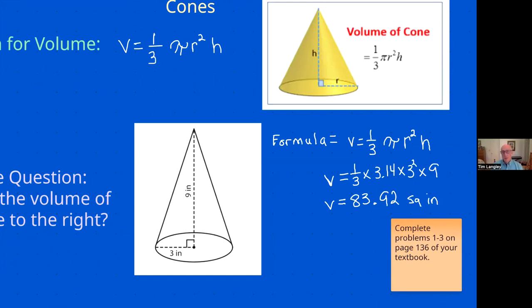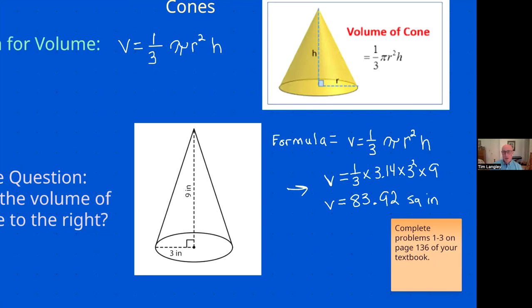Plug those numbers in, and you will see here to the right that I've got V equals 1/3 times 3.14. That's my pi, times 3 squared. Where did I get the 3? Because it's the radius of 3 here at the bottom of that cone. Times 9. Where did the 9 come from? It's the height. That's the h. If you plug those numbers into your calculator, you should get 83.92 square inches, would be the way we would reference that, as square inches.